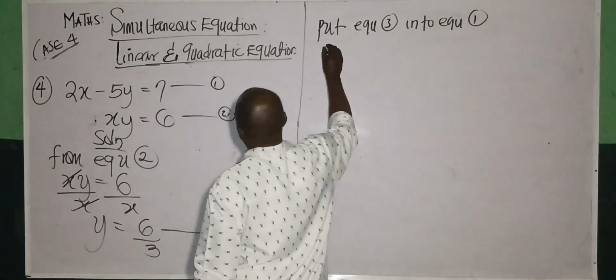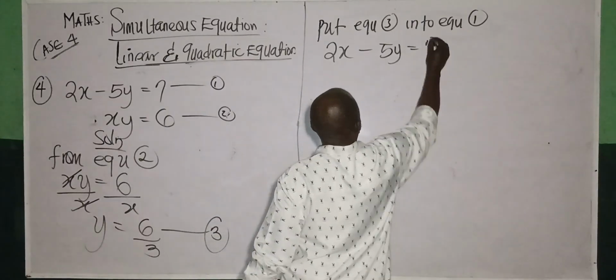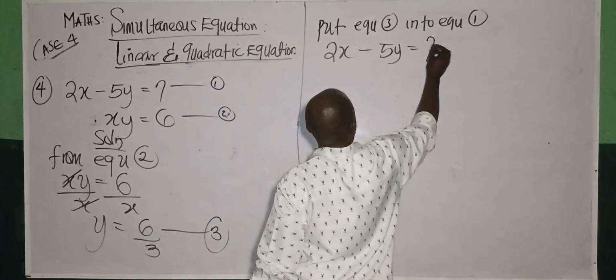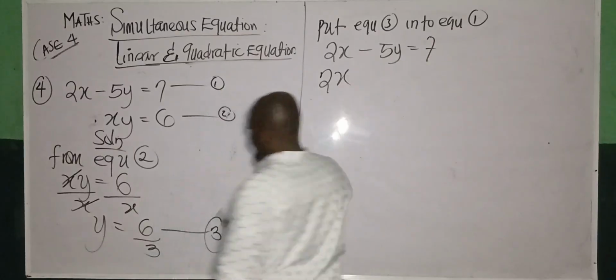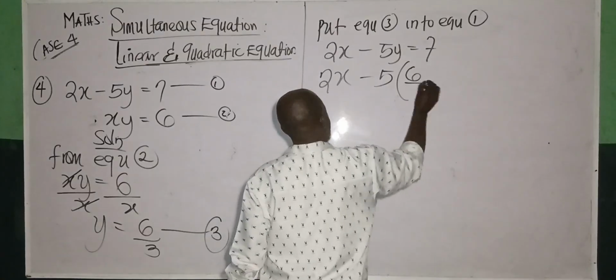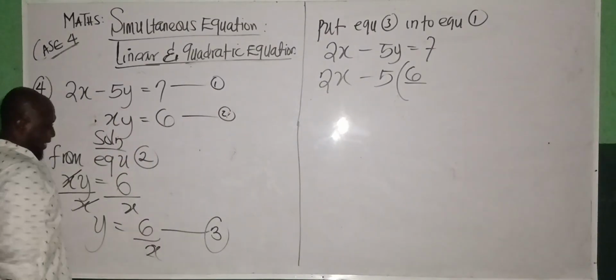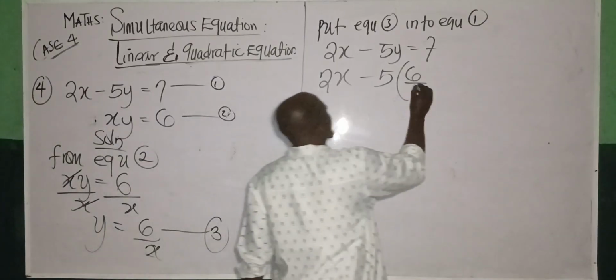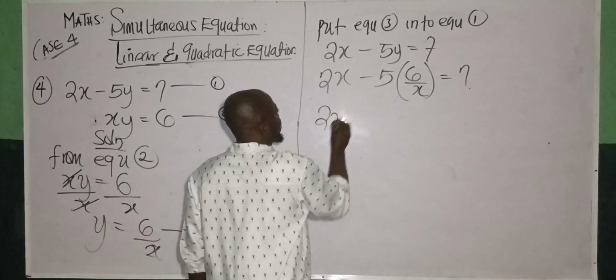So copy that out. So I'll have 2x minus 5y to give me this here. So from this point, we know that we made y the subject of the formula here. So I'll have 5 into bracket 6 over x, please. This is x, please. I don't know why I'm putting 3. This is x. So here will give me 7. I have 2x here.